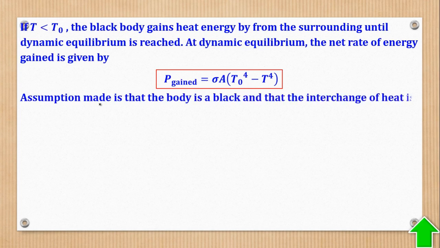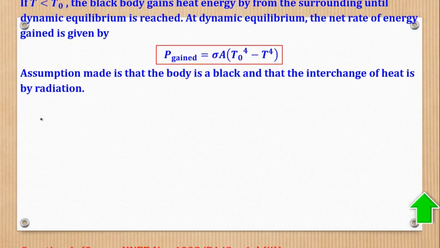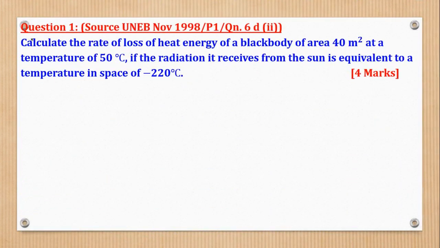So the assumption made is that the body is a black body. So here there was something missing. You should put the word black body, and that the interchange of energy is by radiation. So the body must be a black body, and the interchange of heat is by radiation. So with those, we shall go through some questions.